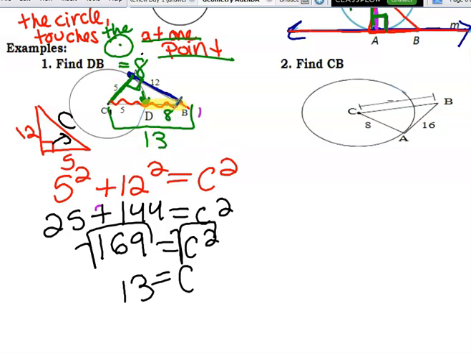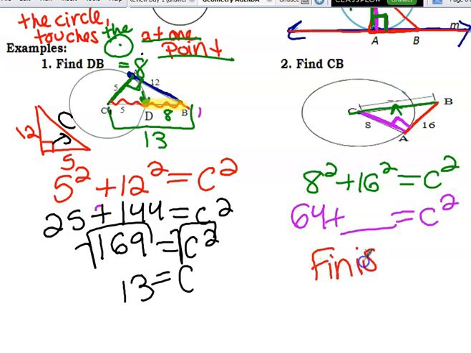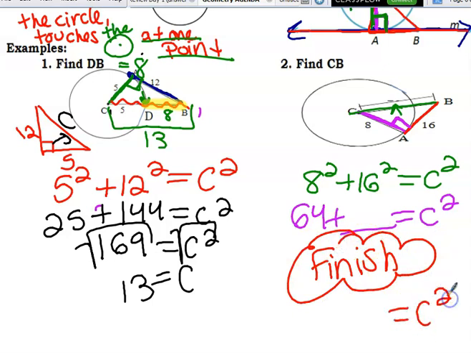All right, for number 2, again, here's the tangent, and it meets with the radius. The radius is the center to the end, and there's my 90 degrees. Yes, it doesn't look perfect, but life goes on. Across the way is the hypotenuse. 8 squared plus 16 squared equals c squared. So 64 plus what equals c squared? Finish, please. I know, don't leave it blank. Get it done. Try it out. And then once you add those together, square root both sides and find out what CB is.